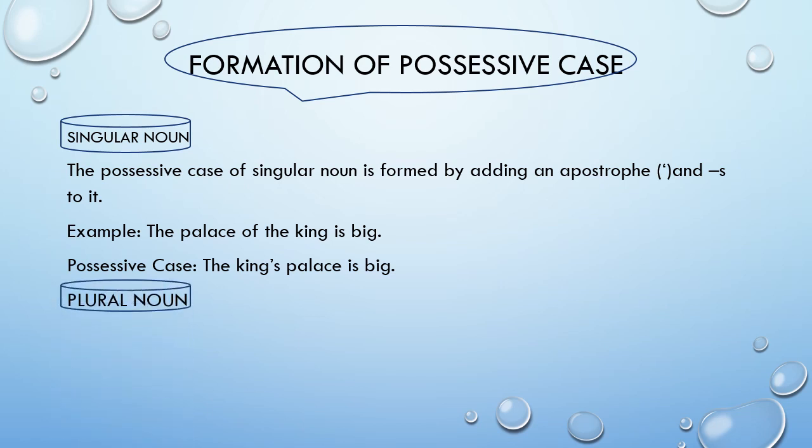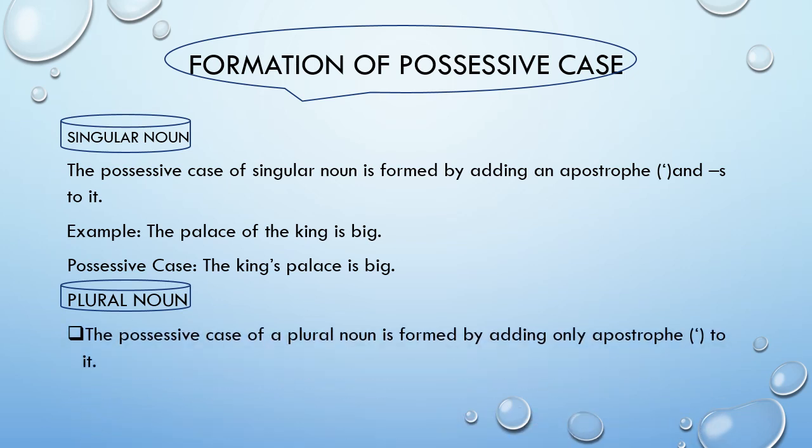Now let's discuss the case of plural noun. Now there are two cases. One is if the possessive case of plural noun is formed by adding only apostrophe to it if it is ending with s, right? The possessive case of a plural noun is formed by adding only apostrophe to it where the noun is ending with s, as you can see in the example, the uniforms of the nurses.